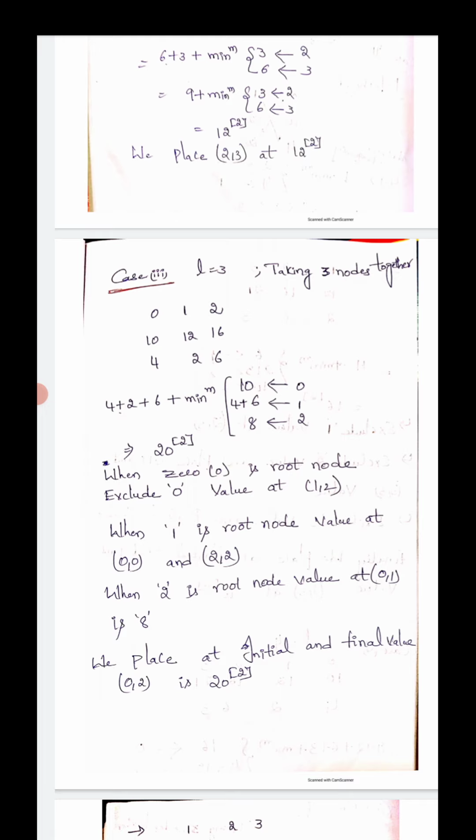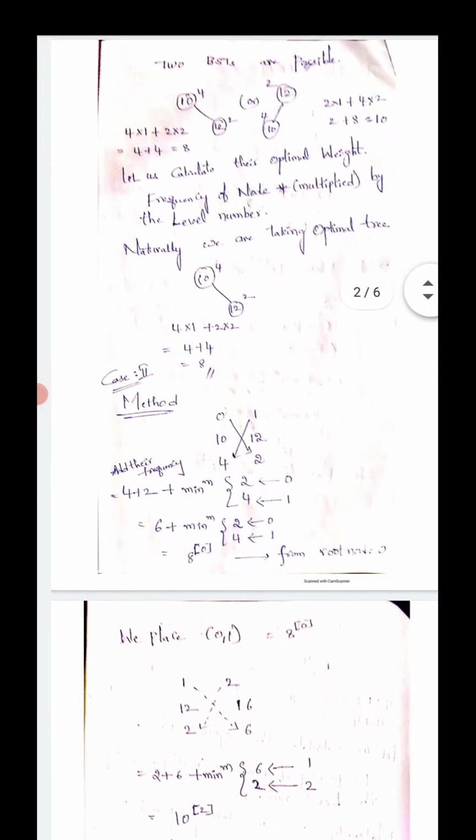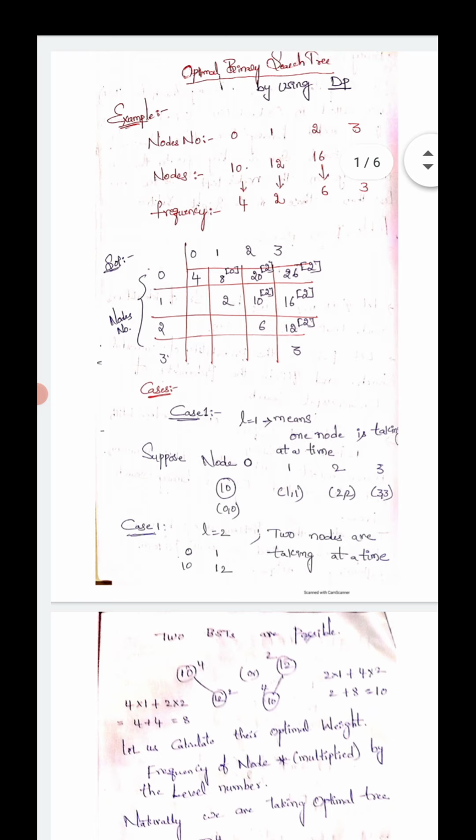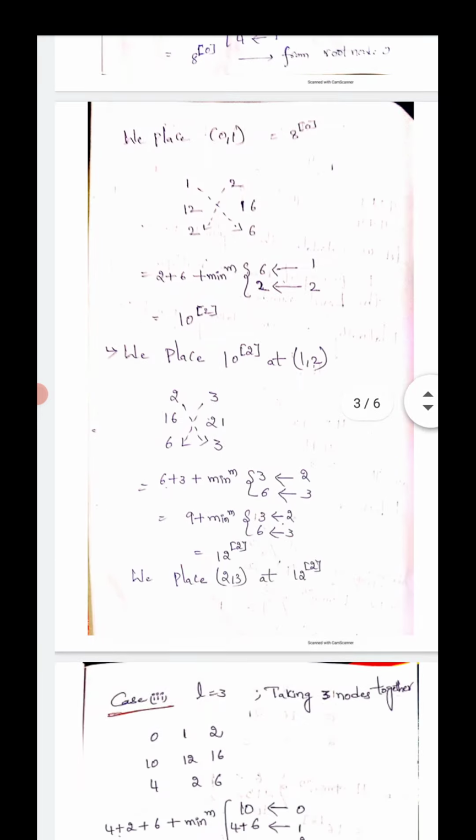Okay, 20 with the subscript of 2, where can we place it? We can place it at the initial and final value. The initial value is 0 and the final value is 2. 0 comma 2 is 20 with the subscript of 2. From root node 2, we can place 20 at 0 comma 2. Look at this diagram. 0 comma 2, how much can we place? 20 with the subscript of 2. Likewise we can calculate.